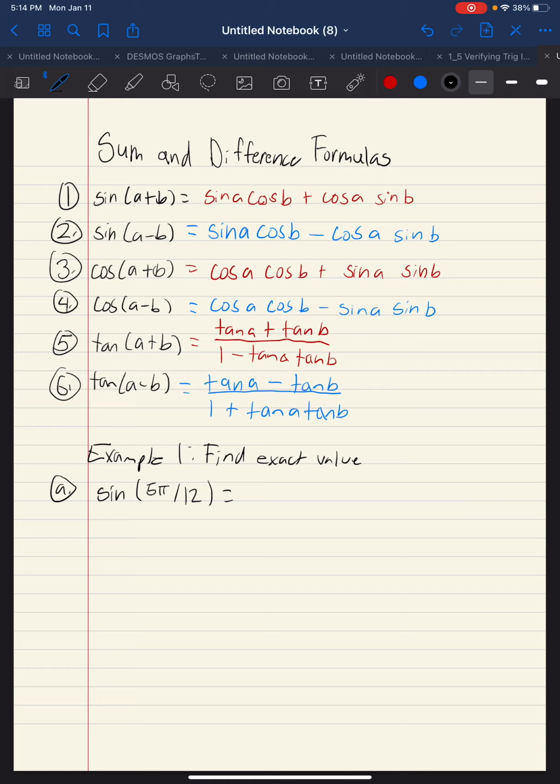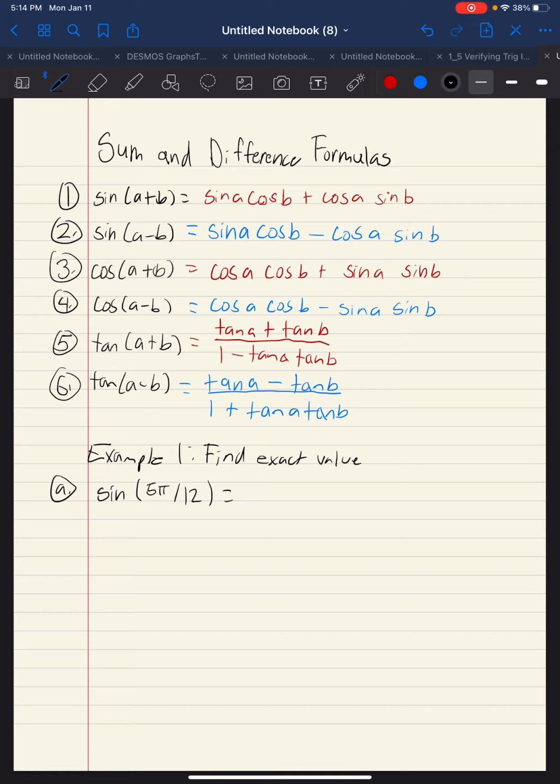As you can see, I wrote down the 6 sum and difference formulas for you. Number 1 is sine of A plus B equals sine A cos B plus cos A sine B. I know this is something you did over the break, but just in case you don't remember, you can write all these down right now if you pause the video. Otherwise, let's continue to our example.